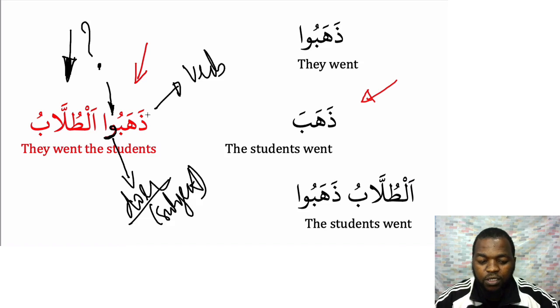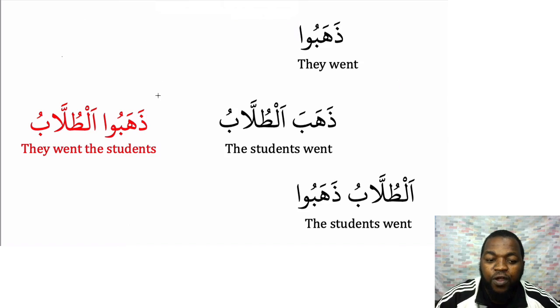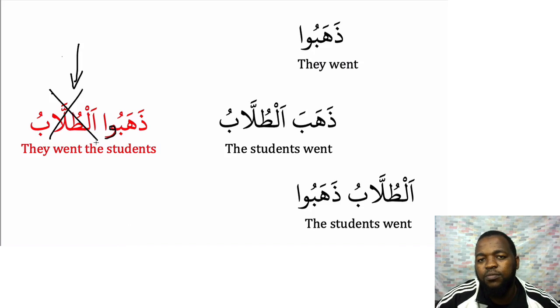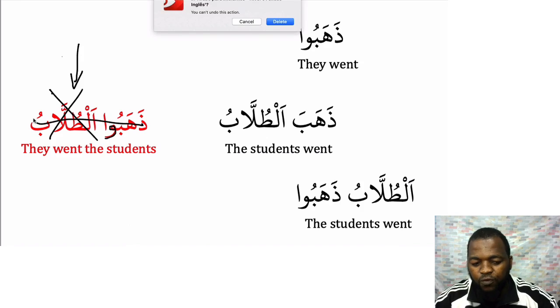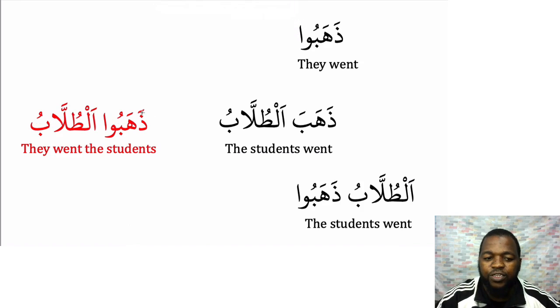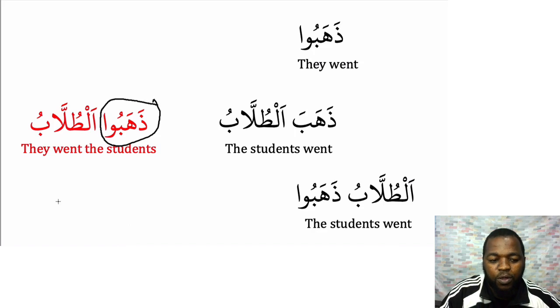It's wrong because if you look first at the verb, you very well see the subject here is wow. Wow is the subject. That's why this has no function. That's why this sentence is wrong. It is as if I were saying, for example, let's translate it. Dhahabu. What is the meaning of dhahabu? Means they went. They went.